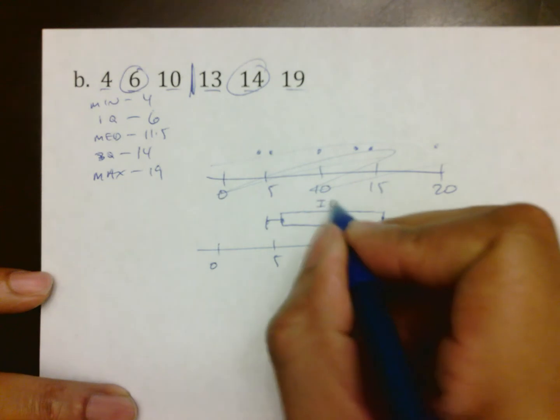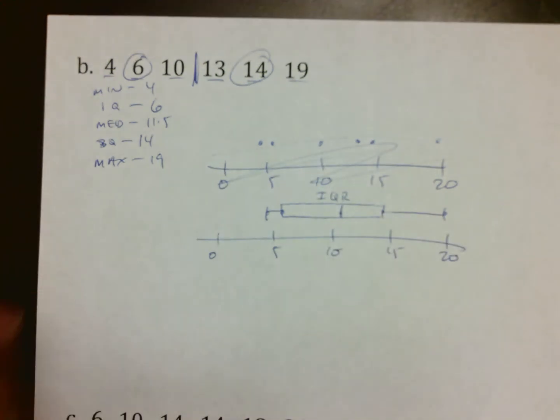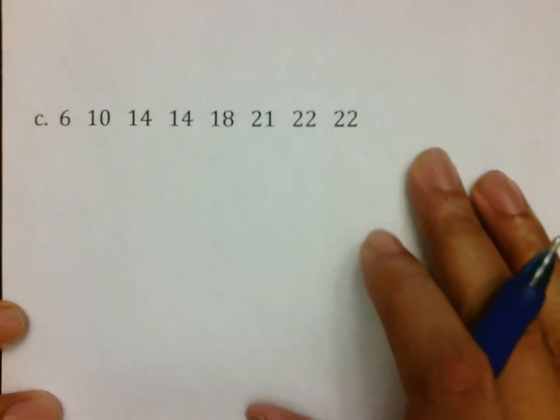And again, your interquartile range would be that portion right there, in between about 4 to 14. I'm sorry, 6 to 14. And then the last one, again the trickiest one of all of them.